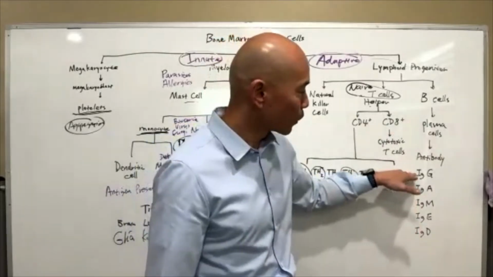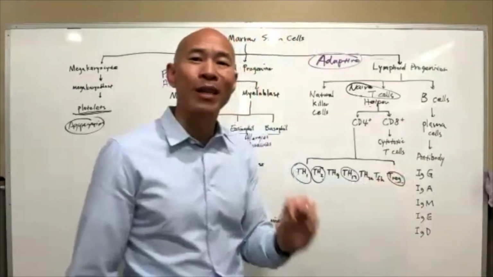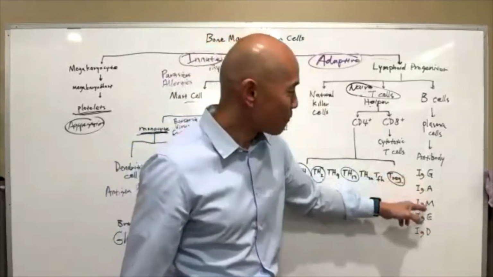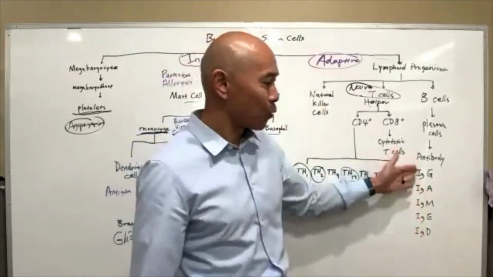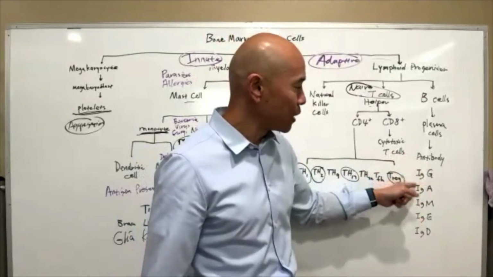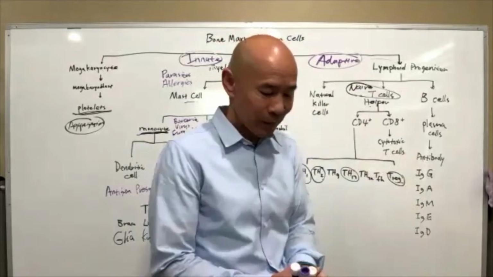So mostly we're looking at these different antibodies, and you can remember them with the acronym GAMED. You've got GAMED, G-A-M-E-D. That helps you to remember the different types, but the G-A-M-E, GAME, IgG, IgA, IgM, IgE, is the most important clinically to us.